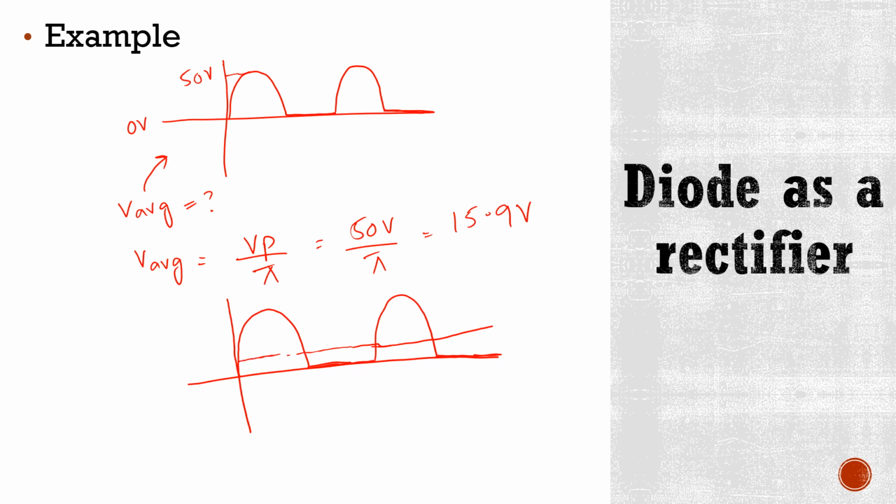This peak was 50 volts, so this is 15.9 volts. This is Vp and this is V average or VDC.